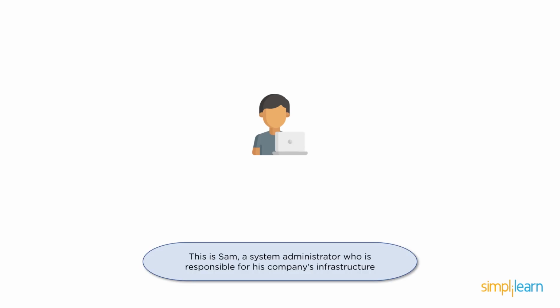Let's consider a scenario of an organization where Sam is a system administrator. Sam is responsible for the company's infrastructure. A company's infrastructure basically consists of all its systems.